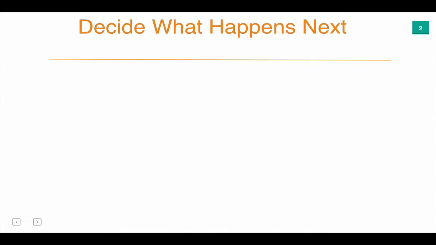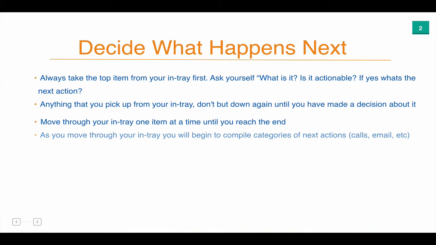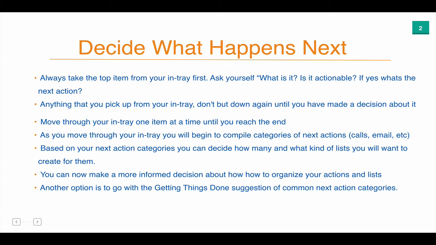So let's get started. The goal here is to get your in-tray to empty, as I've just said. So first you need to decide with each item in your in-tray what happens next. Always take the top item from your in-tray first and then ask yourself, what is it? Is it actionable? And if it is, what's the next action? Never start from the bottom of your in-tray and never cherry pick items that you think are easy or quick to do from your in-tray. Always start at the top.